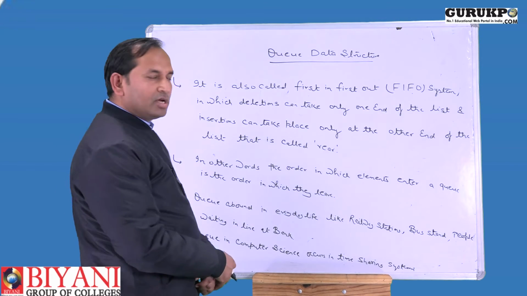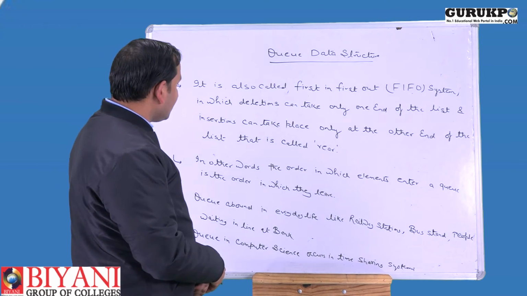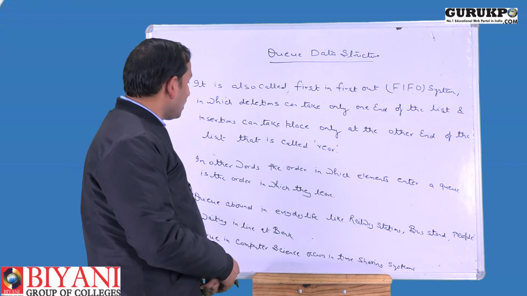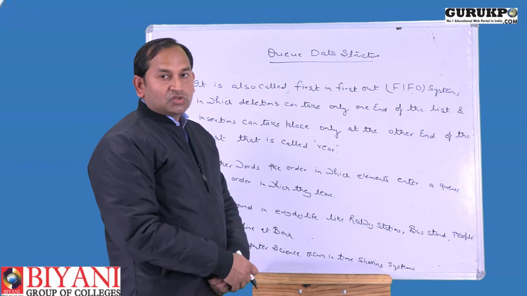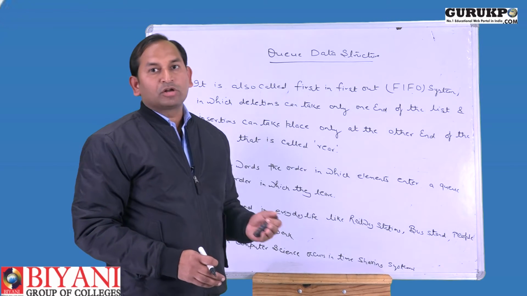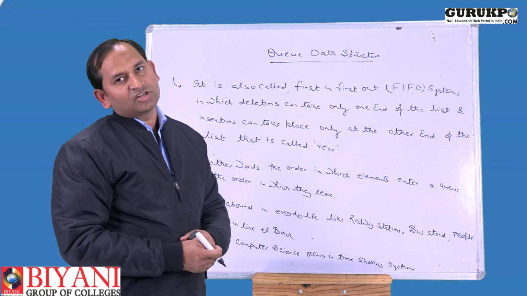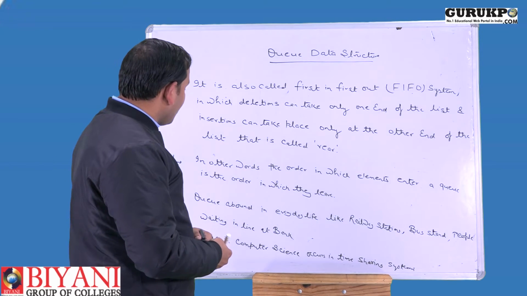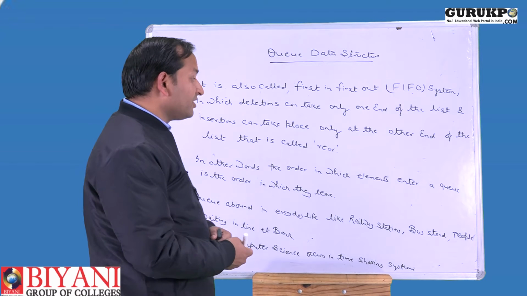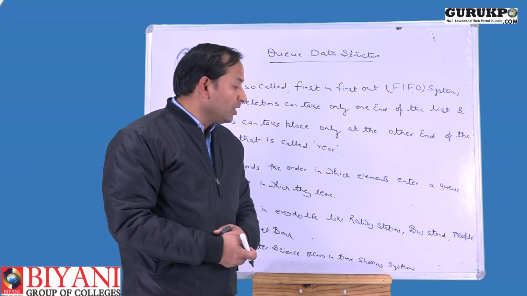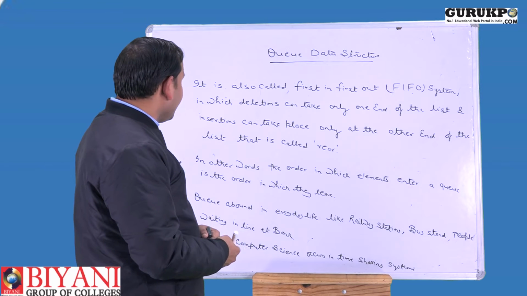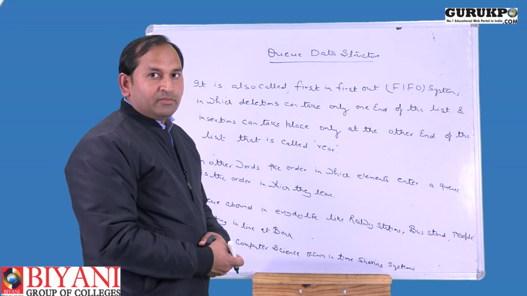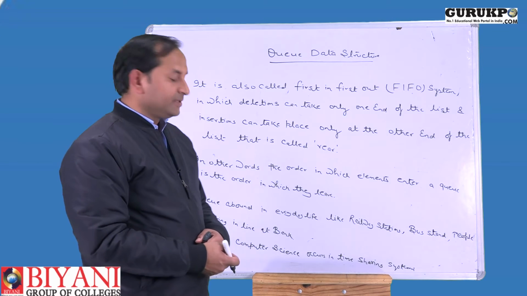Second key point about queue is, in other words, the order in which elements enter a queue is the order in which they leave. So, order of insertion and order of deletion will always be the same in case of the queue. Third key point, queues abound in everyday life, like railway station waiting queue, bus stand waiting queue, and people waiting in a line at the bank. So, these are very popular examples of queue data structure.